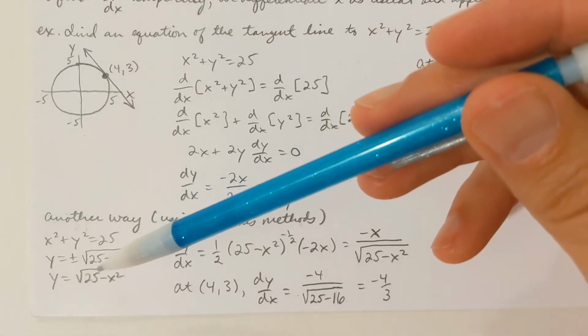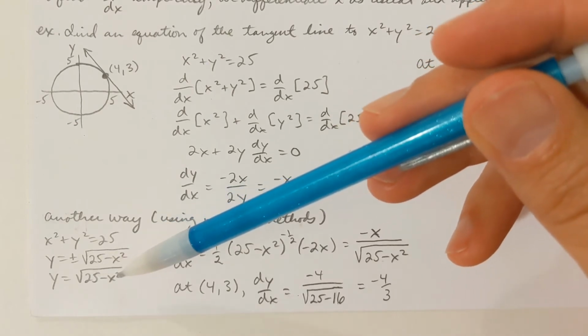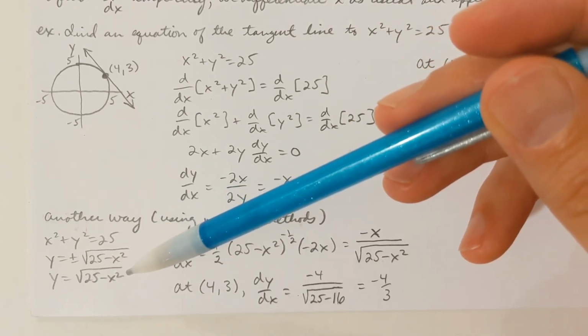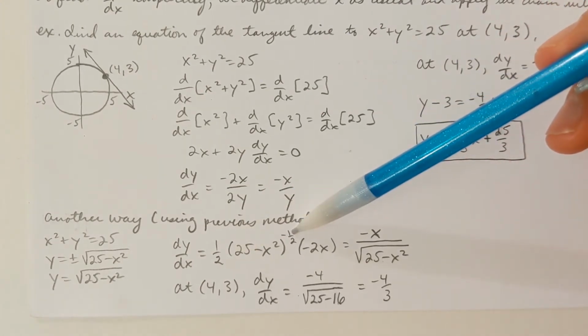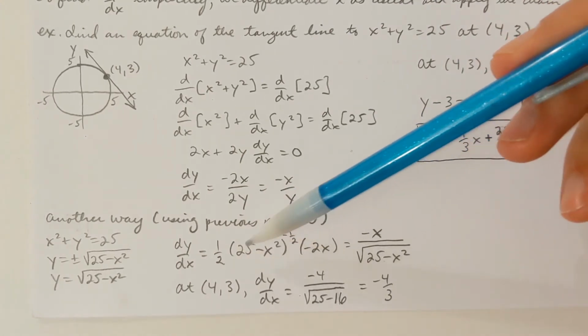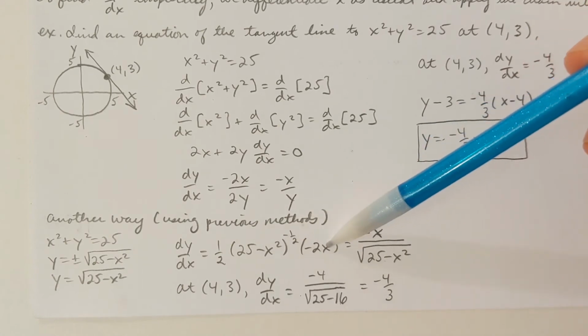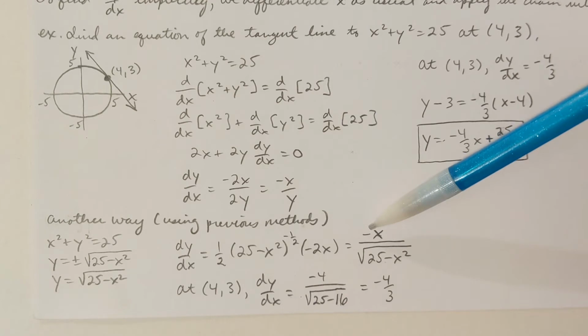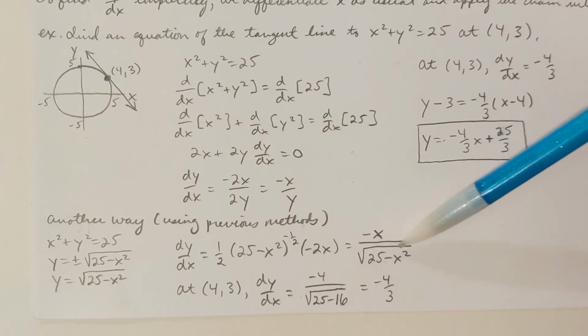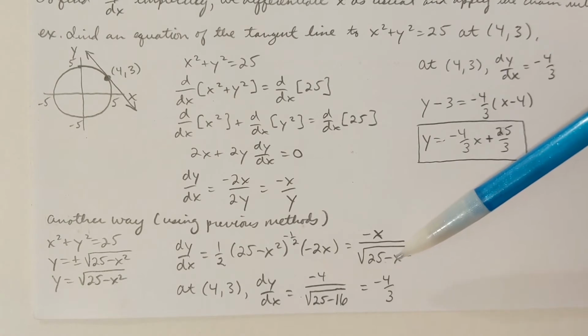So it's going to be 25 minus x squared to the 1/2 power. When I differentiate, I'm going to bring the power down, reduce the power by 1, and then take the derivative of 25 minus x squared, that's negative 2x. The 2's cancel, and you get negative x divided by the square root of 25 minus x squared if you write this in radical notation.